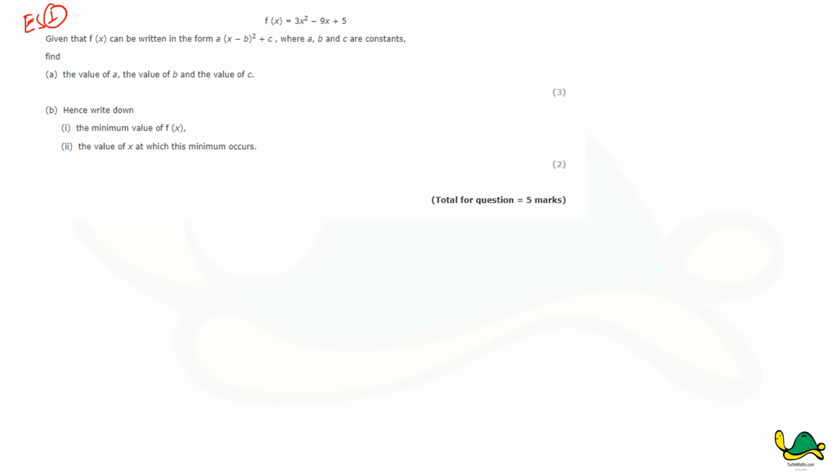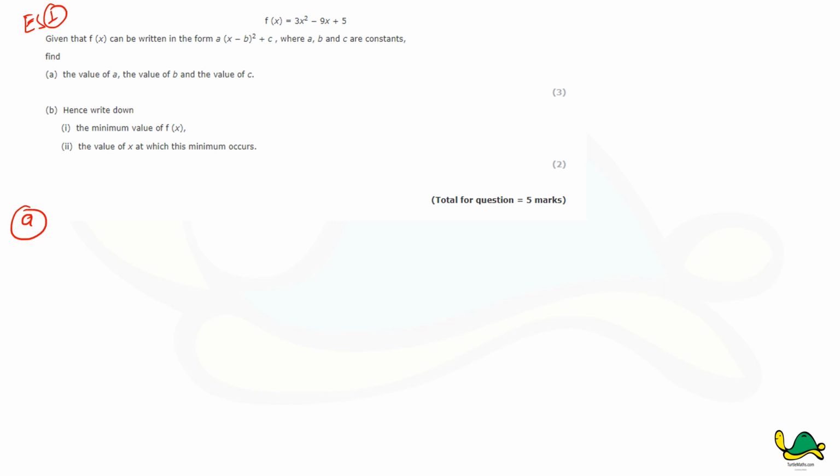We have the function f(x) = 3x² − 9x + 5. Given that f(x) can be written in the form a(x − b)² + c, where a, b and c are constants, find the value of a, the value of b and the value of c. So in part 1, we are supposed to just rewrite it in the vertex form.